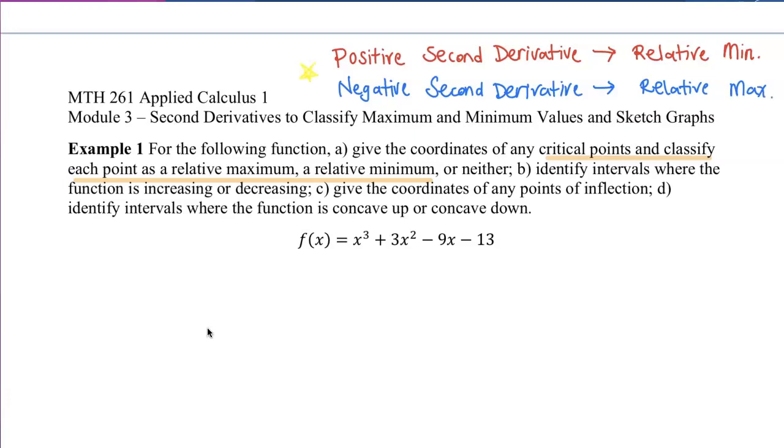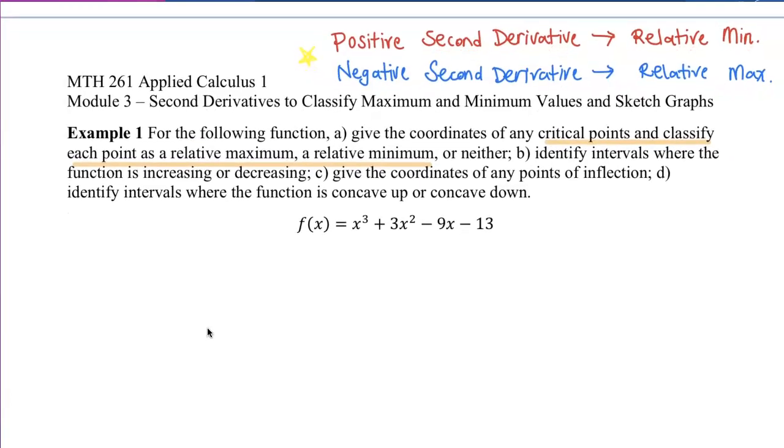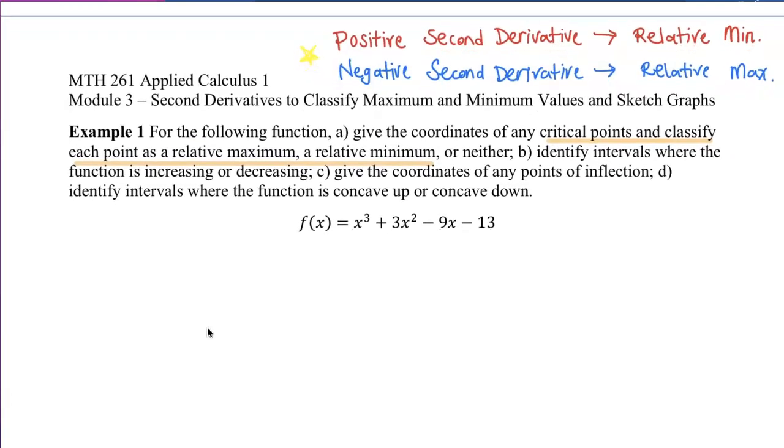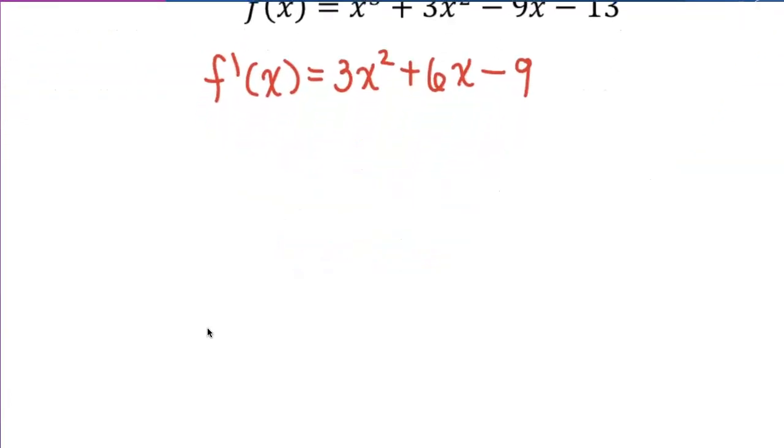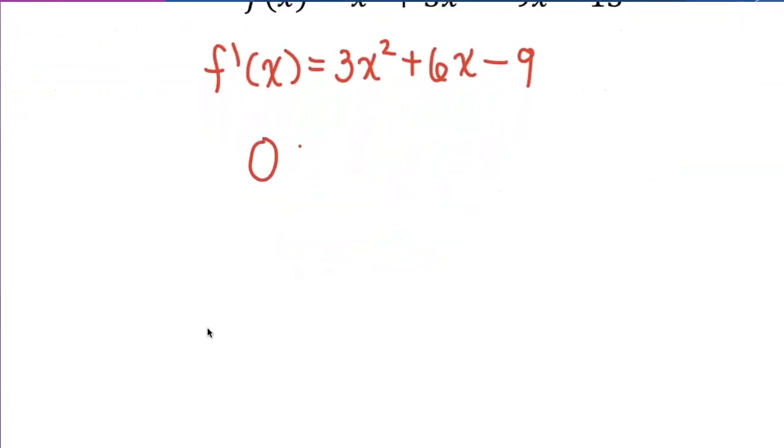Star. Okay, so let's find critical values. Let's start with critical values. Find the first derivative. We get 3x squared plus 6x minus 9. And we're going to set this equal to 0 to find critical values. Notice 3, 6, and 9 are all divisible by 3. So you factor out the 3, okay?